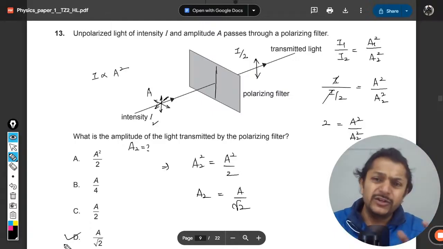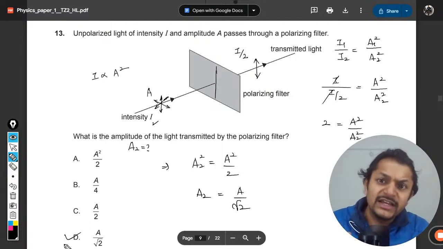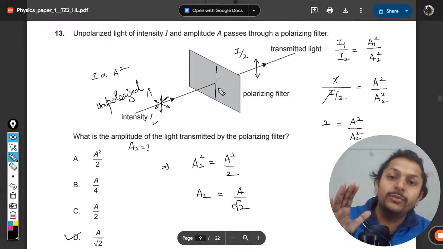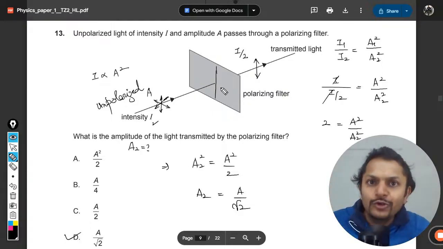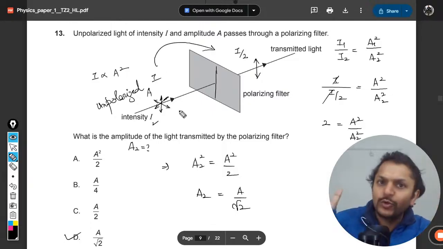And the only piece of information that you need to remember for this kind of question is that if this is unpolarized light and it is passing through the polarizer for the first time, then there is no Malus law in this. Directly, the intensity is I and it is converted into I by 2.